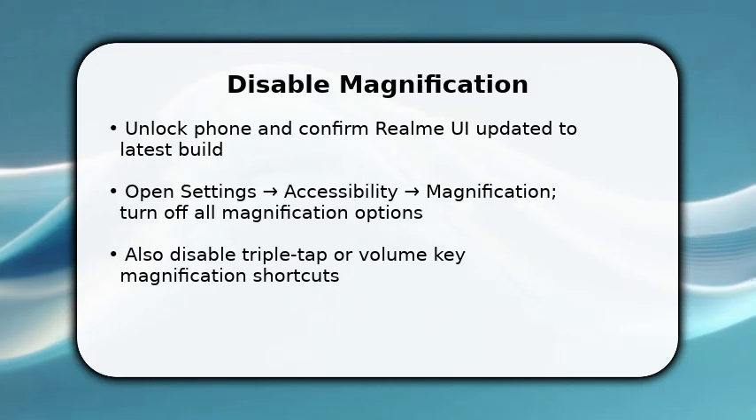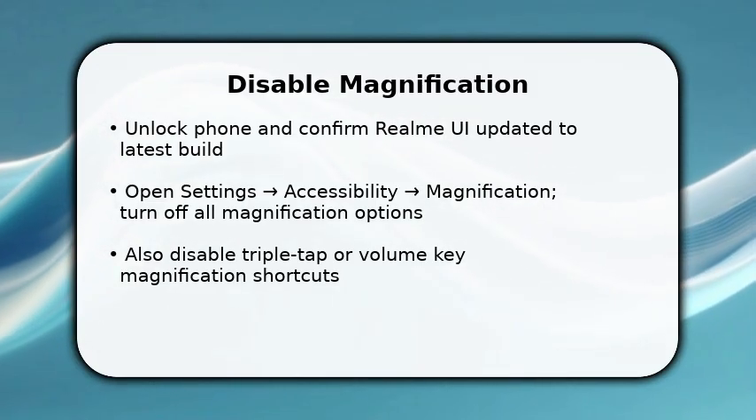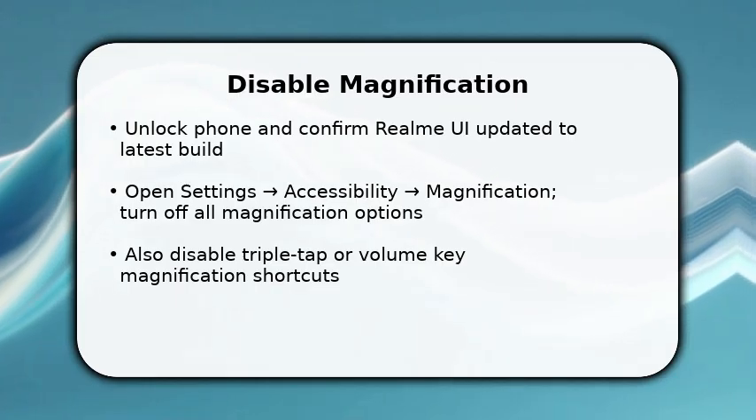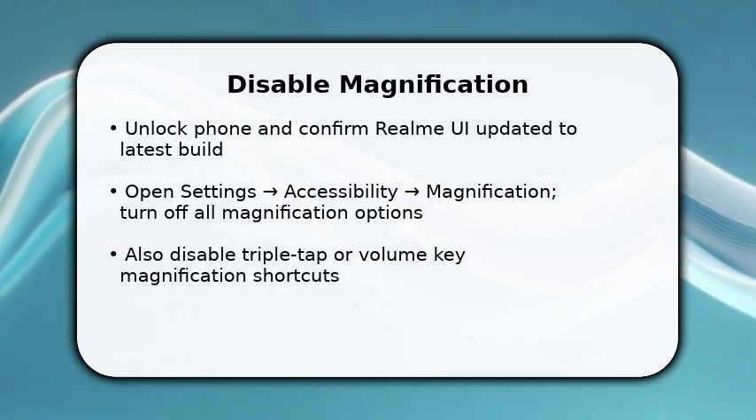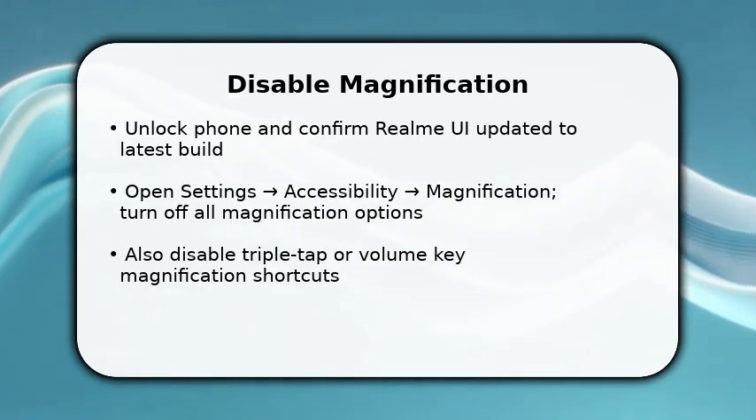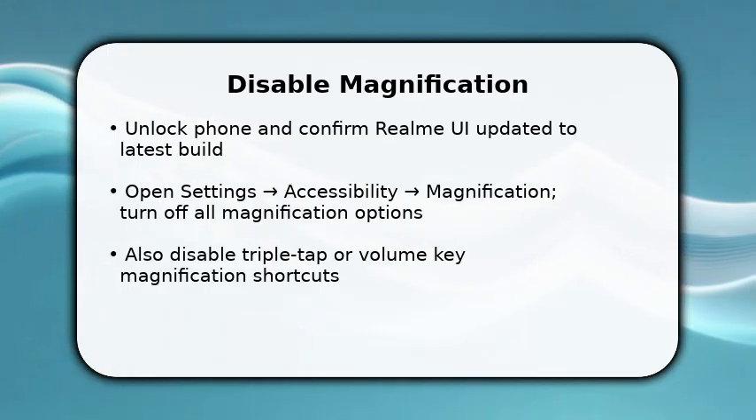Enjoy the video. You'll start by stopping any accessibility magnifiers that force a zoomed view. Open Settings and go straight to Accessibility. Once there, find Magnification and switch off Magnify via gestures, triple tap, or volume key shortcuts. This removes the common accidental zoom behavior.